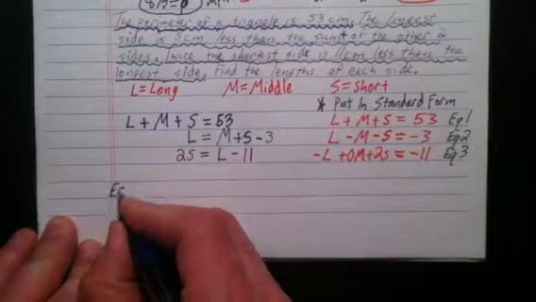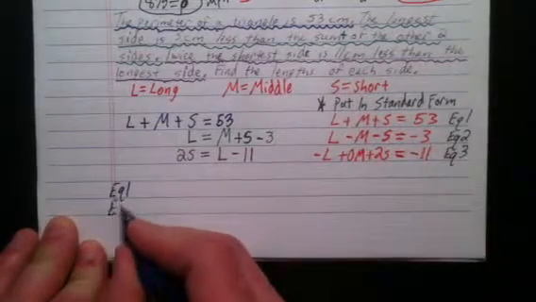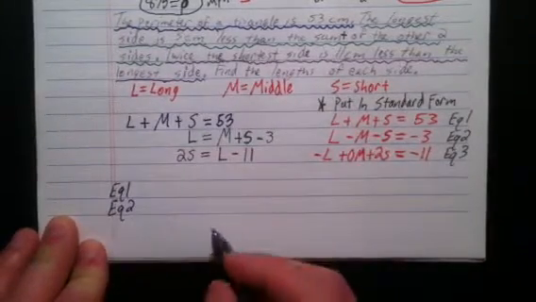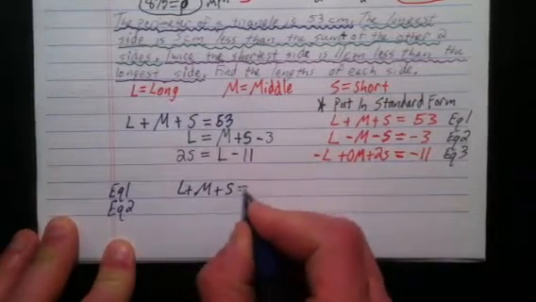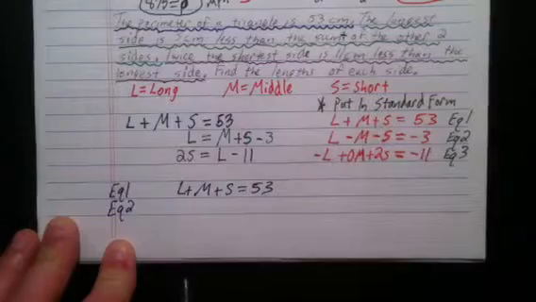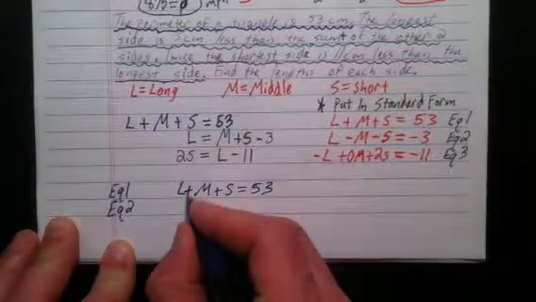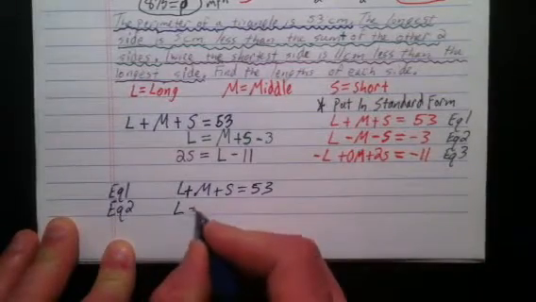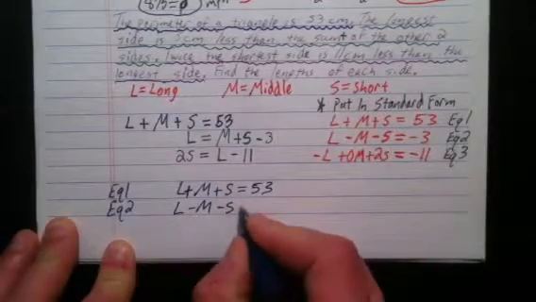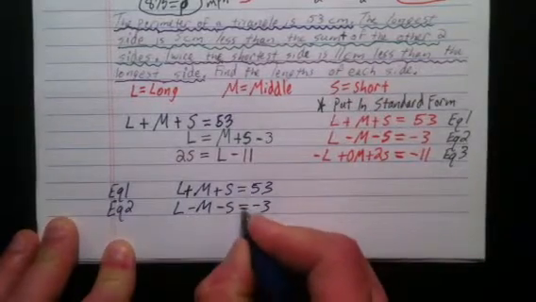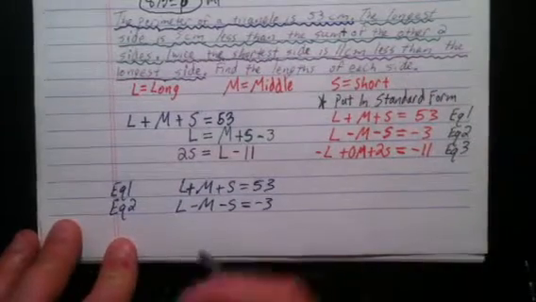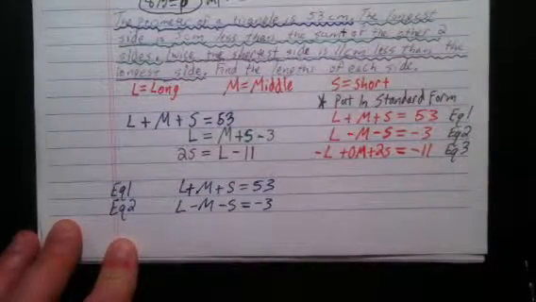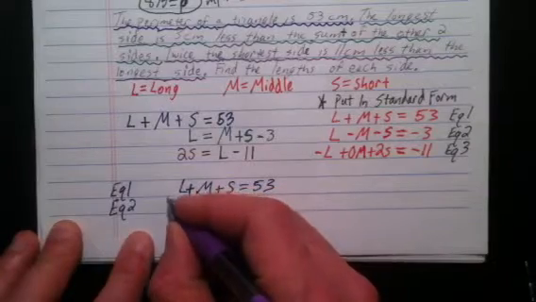So if we keep equation 1 and equation 2 as they are, L plus M plus S equals 53. Equation 2 is L minus M minus S equals negative 3. And because they're already opposite signs, we do want to add in order to cancel those out. So we can come here.